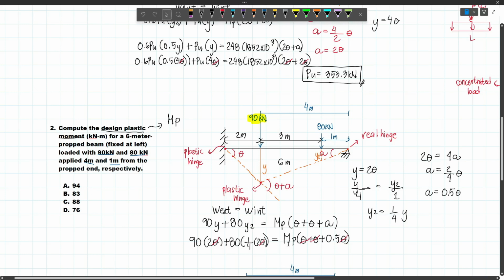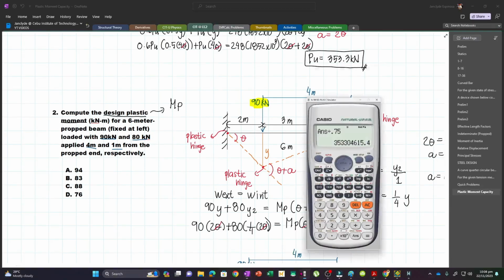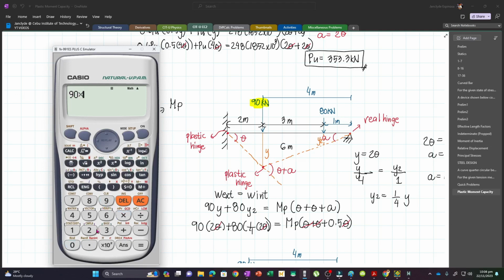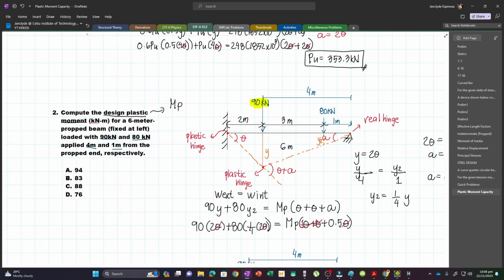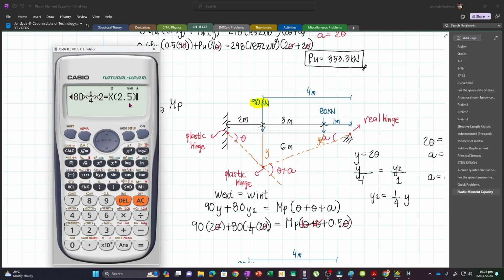So we can now solve for MP. Ingani na siya. 90 times 2 plus 80 times 1/4 times 2 is equal to MP, which is what we are looking for, and then multiplied by 1 plus 1 plus 0.5. So, pila man na siya? 2.5 theta. Again, nani siya coefficients nga 1 ug 1. Mana na siya, mana na 2.5 siya. So, press shift solve. Makuha na nato nga MP is equal to 88.